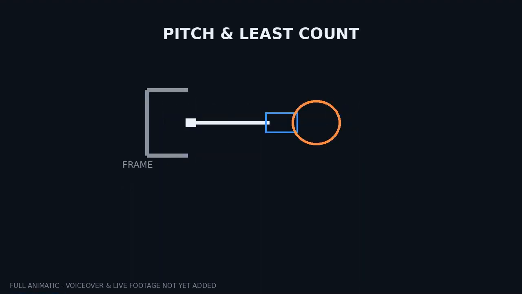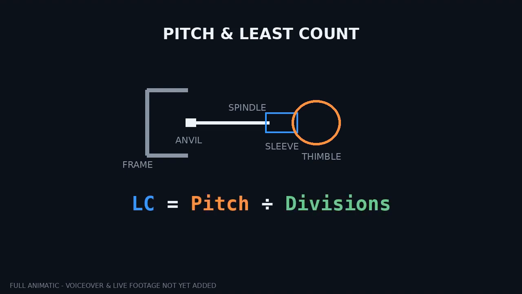First, pitch and least count. Pitch is simply how far the spindle moves in one full rotation. Least count is the smallest reading the instrument can reliably give you: pitch divided by the number of divisions on the circular scale. Get this wrong, and every reading after it is wrong too. It's the foundation.